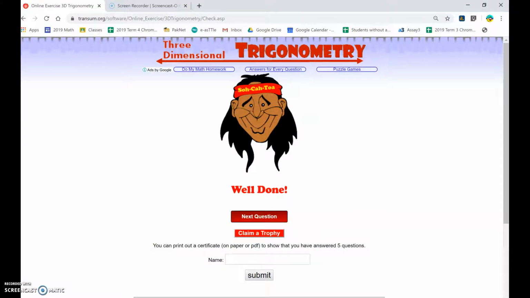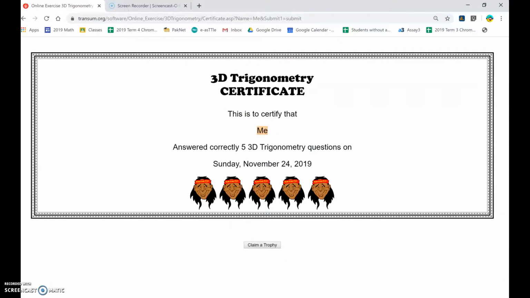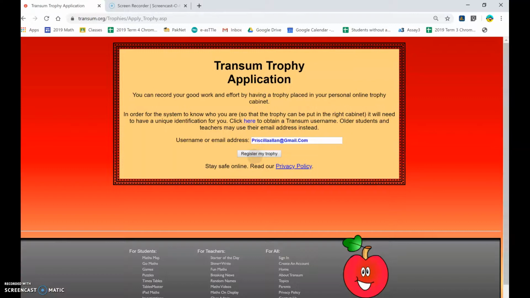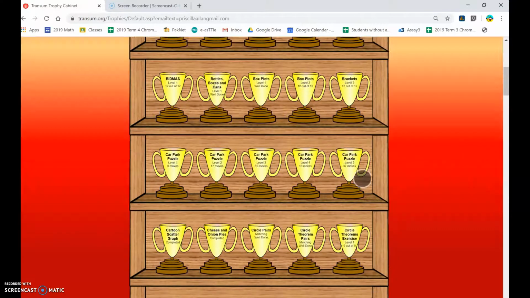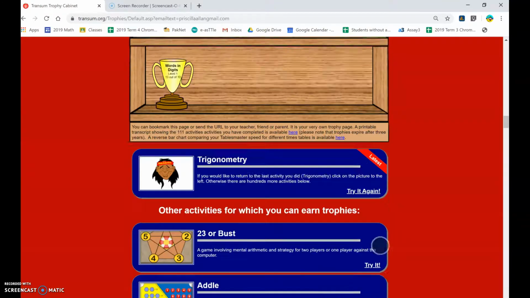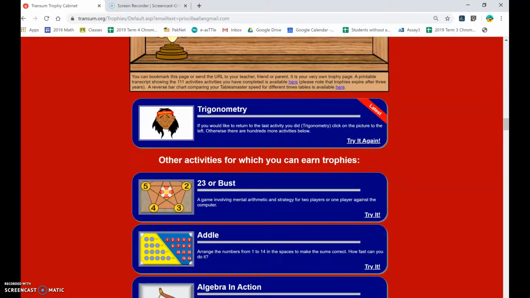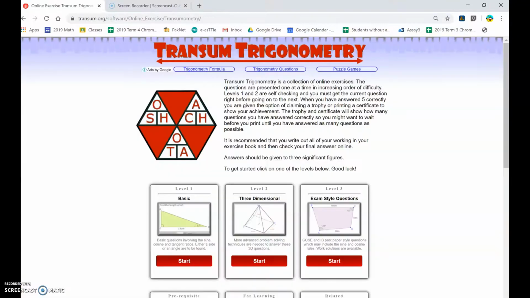Well done. See, now I could put my name in and submit, and then I get this nice little certificate which you could put on your Google site, right? Or you can claim a trophy and register your trophy in this great big pile of loveliness. So let's go back and try again.